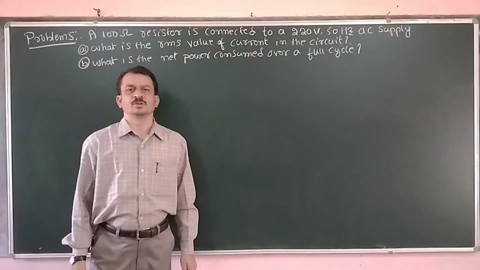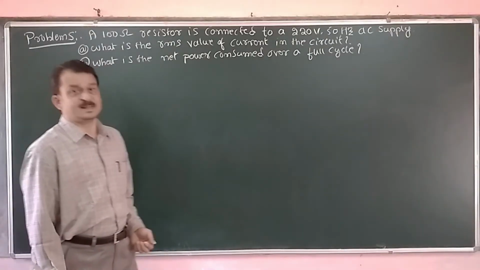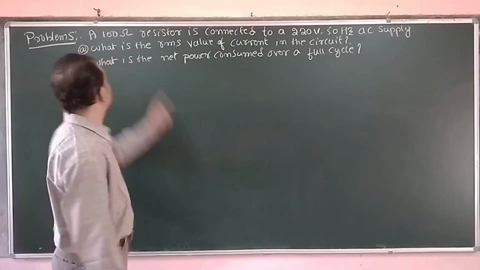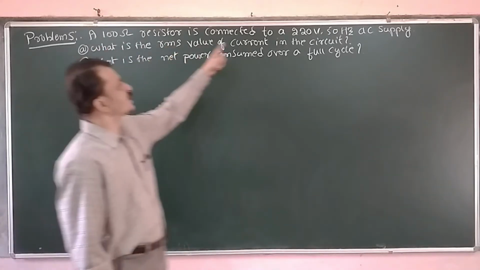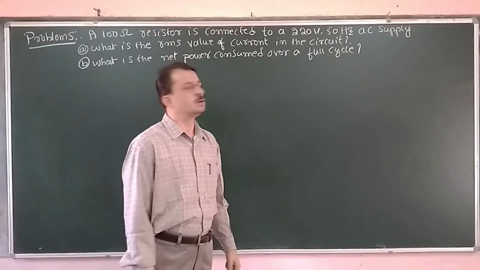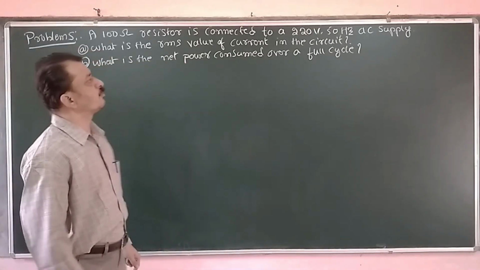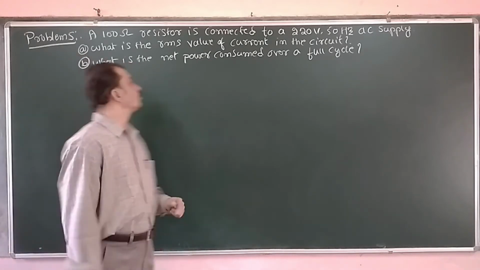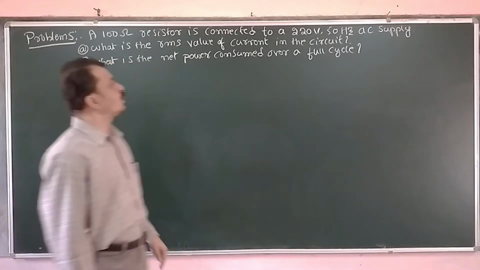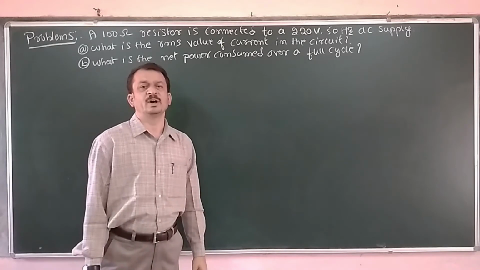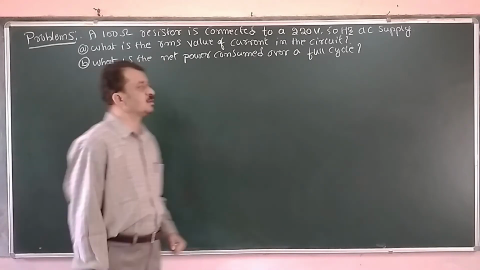We will solve some problems regarding the chapter AC. First problem, a 100 ohm resistor is connected to a 220 volt 50 hertz AC supply. What is the RMS value of current in the circuit? What is the net power consumed over a full cycle?